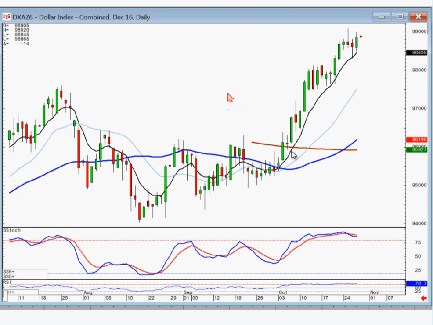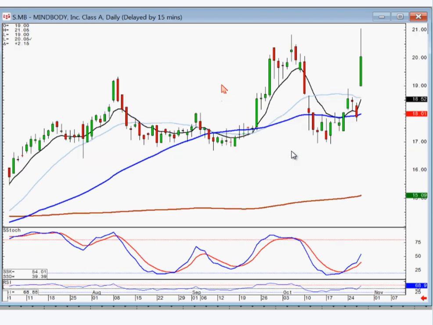For MB, stochastics are not oversold, already up. How do you manage that? Remember, I should have clarified this. You're not in the oversold area. You're coming up, but remember, the kicker signal is the strongest of the candlestick signals. You can pretty much disregard the stochastics on the kicker signal because it's such a strong signal.